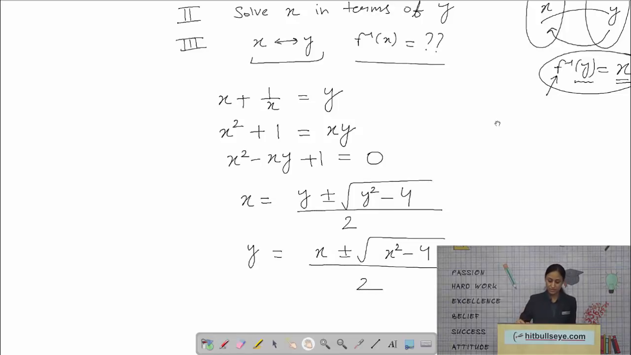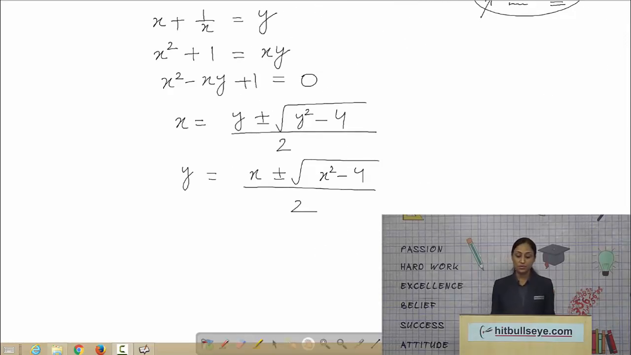But still there is an issue here. Now to understand this confusion, remember that the definition of function says that for every x there has to be one and only one y. So it has to be either plus or minus.